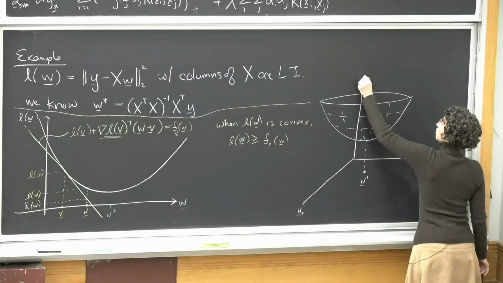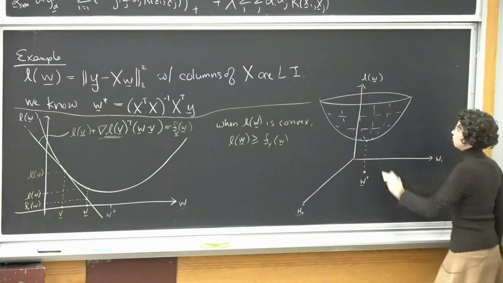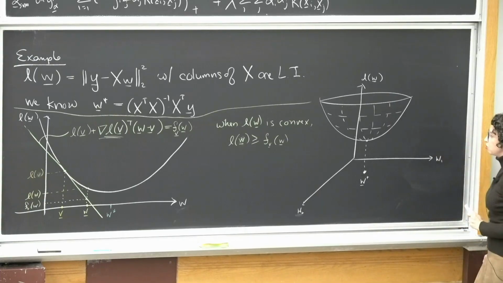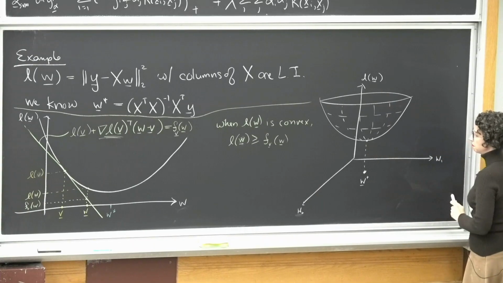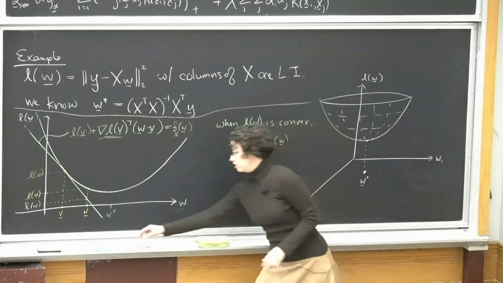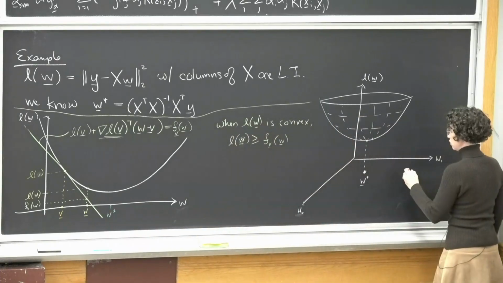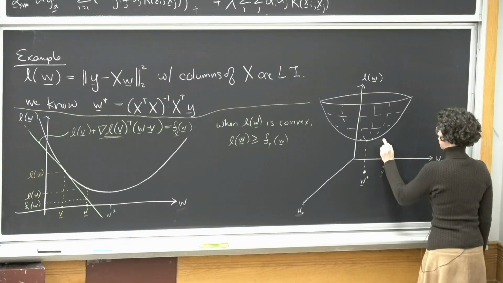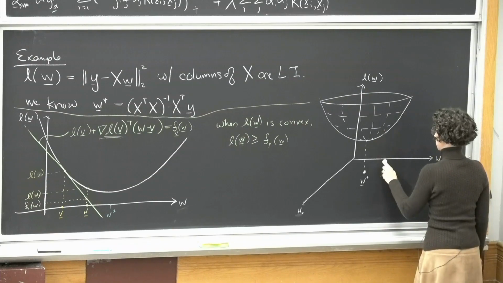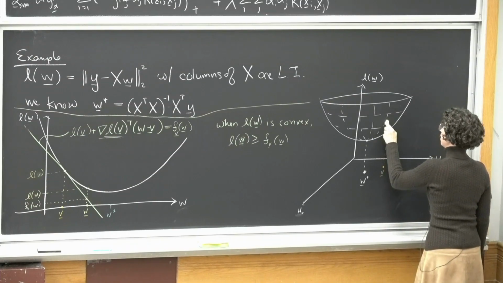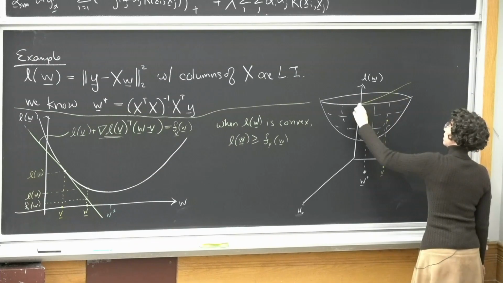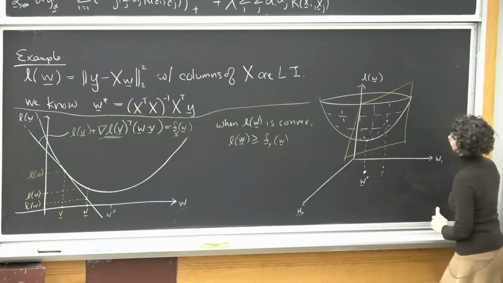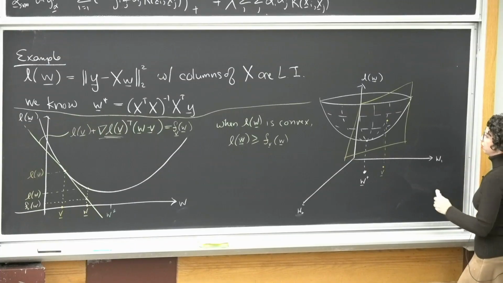And my vertical axis is the loss of these 2-dimensional weights. And there's some point in this plane, W star, that corresponds to the minimum. And so again, what I can do is I can choose any other point V, and I can look at my function at V, and then I can try to make a tangent plane at that point. This is where the drawing gets a little bit harder to see.